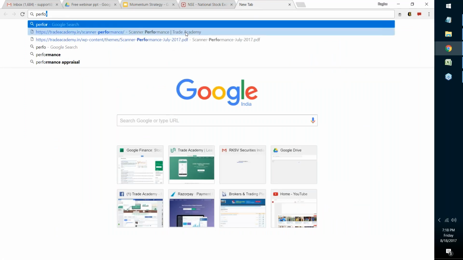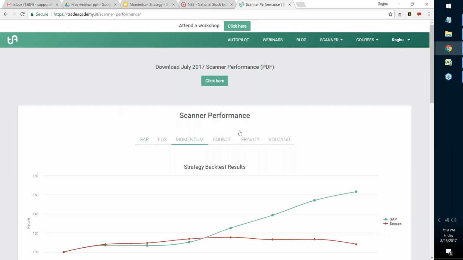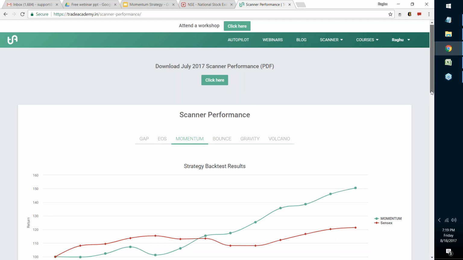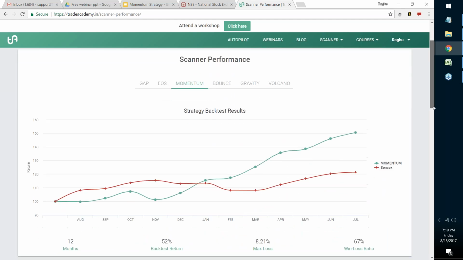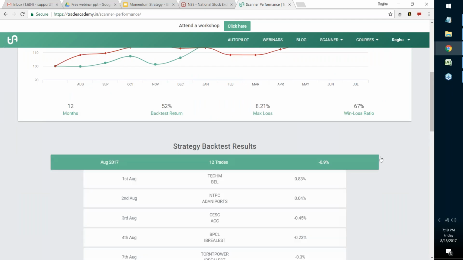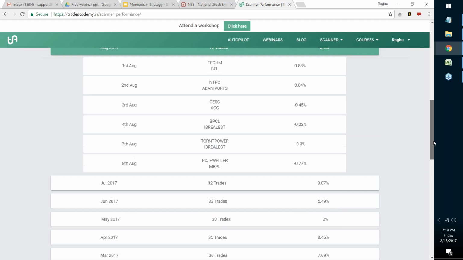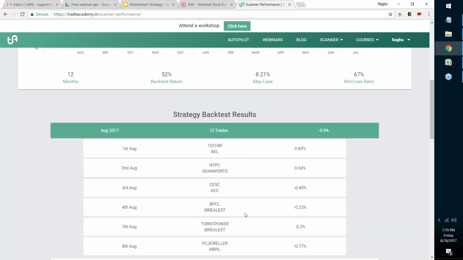Now, I do want to pull up the performance page of Scanner, because you should know exactly how profitable the Momentum strategy is. If I look at Momentum and compare it to, say, the Sensex, this is how it has performed. We can see all the trades in July. Obviously, we have not updated the backtest results for the past week, but it has performed really, really well.